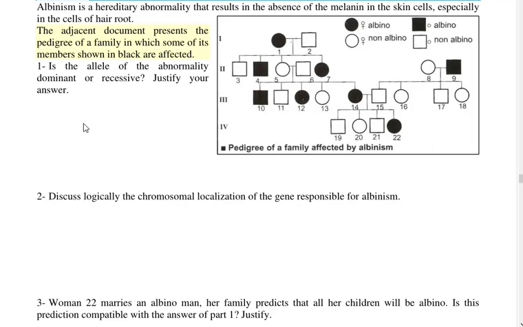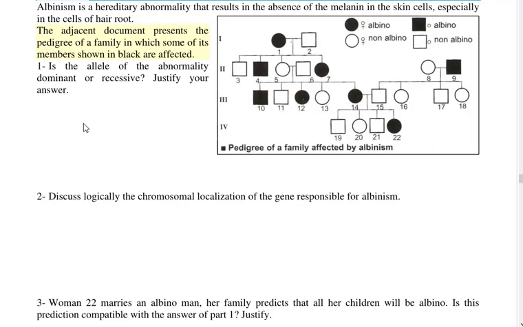How do we decide if it is dominant or recessive? We need to look for two normal parents who have affected children. If you want to say it is recessive, yes. Because 5 and 6 are married and have affected children, 10 and 12, we say the disease is recessive.